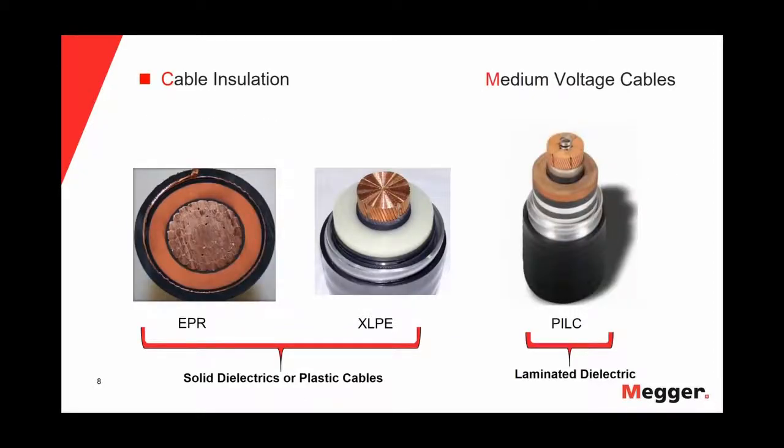Regarding the insulation for medium voltage cables, we have the solid dielectric or the polymeric insulation. You can see on the left of the slide the EPR and the XLPE insulations. They are maybe the most common insulations that we have nowadays in medium voltage cables. And on the right, you will see the paper insulated cable. We can also find them very often in medium voltage installations.